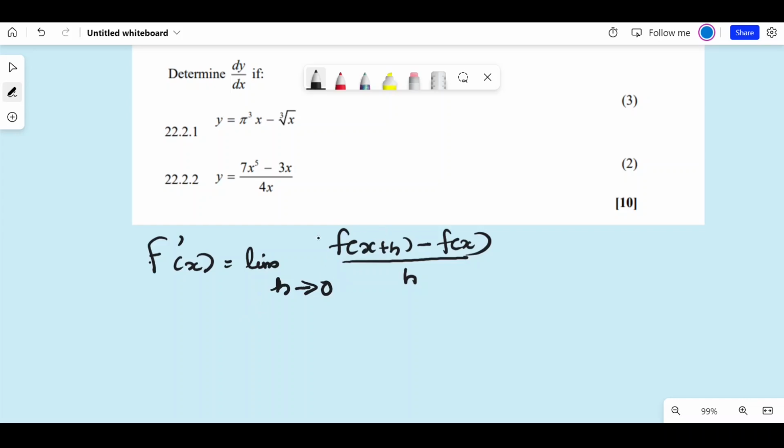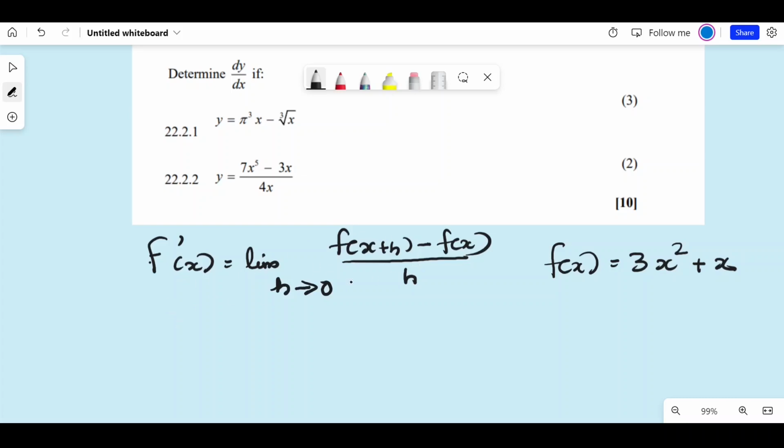This part alone is called the average gradient, but when you include the limit, that means when h becomes 0, it becomes the gradient at one point. That is called the derivative of a function. Now let's take an example of f of x as 3x square plus x. Now we are going to find the derivative using this formula.